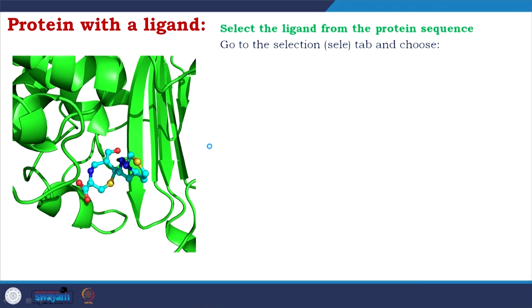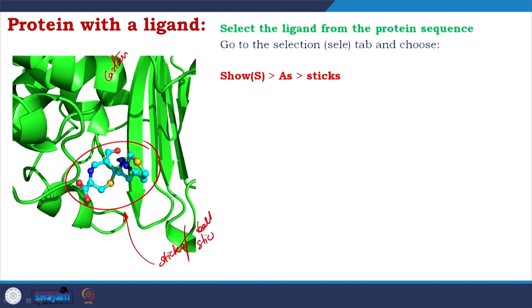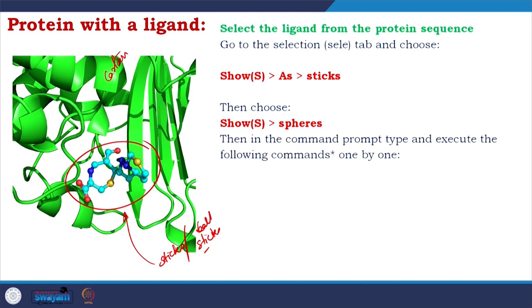You have to go to the selection, which is the select tab, and choose show as sticks, so that your protein would be represented in cartoon. If you see, your protein is represented in cartoon here, and then your ligand would be presented as sticks. Ball and sticks are the options to generally represent the ligand molecule. After that you choose show spheres.